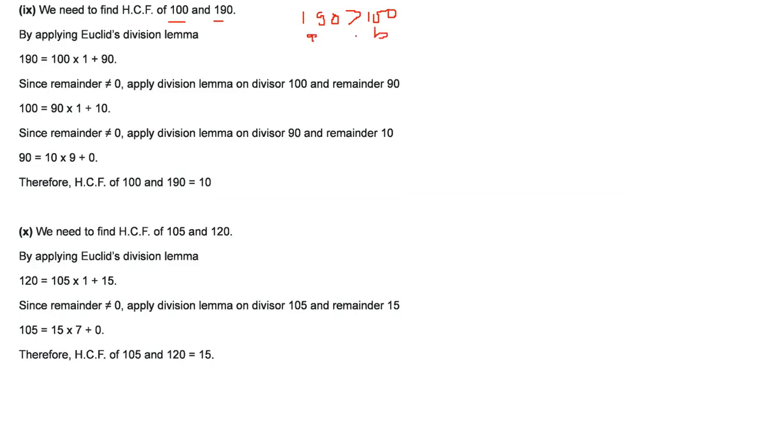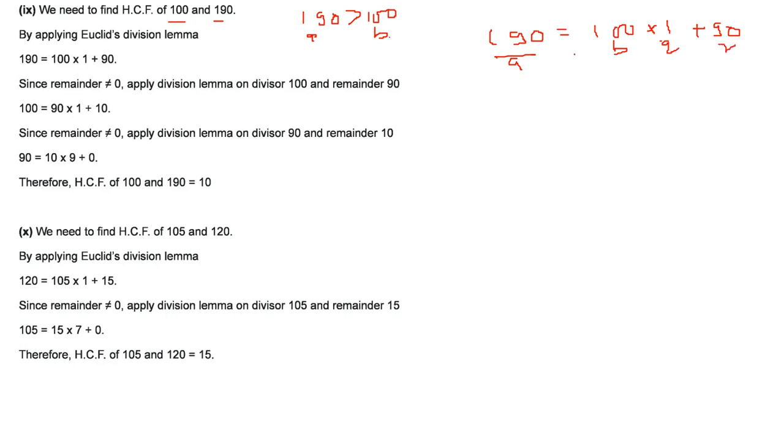We are applying the Euclid division lemma. So we have to represent A in the form of B so that we have some quotient and a remainder. This is what the division lemma says. So 190 has to be written in the form of 100 into something plus something. If I multiply 100 by 2, it will be 200, which goes beyond 190, and that we don't want. So we'll multiply it by 1 and then we get 90. 100 into 1 is 100 plus 90 is 190. So this is okay. Here this is A, this is B, this is your Q and this is R.